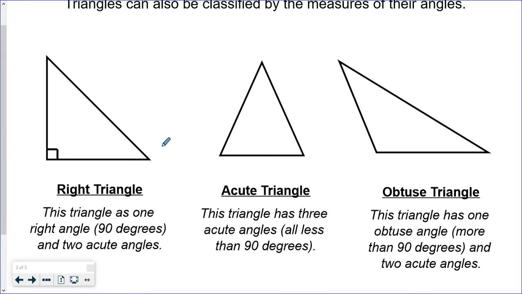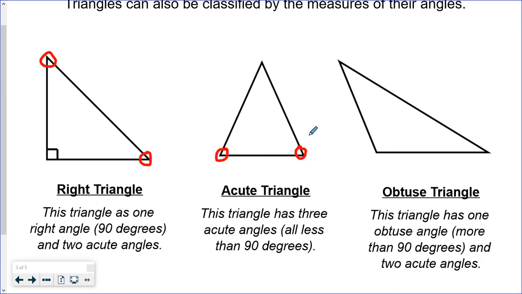But you're also going to notice that 2 of the 3 angles on every single one of these is an acute angle. What I mean by that is if you take a look at this angle right here, that's an acute angle, and that's an acute angle. So this triangle has 2 acute angles. Well, this one is an acute angle, and this one's an acute angle.